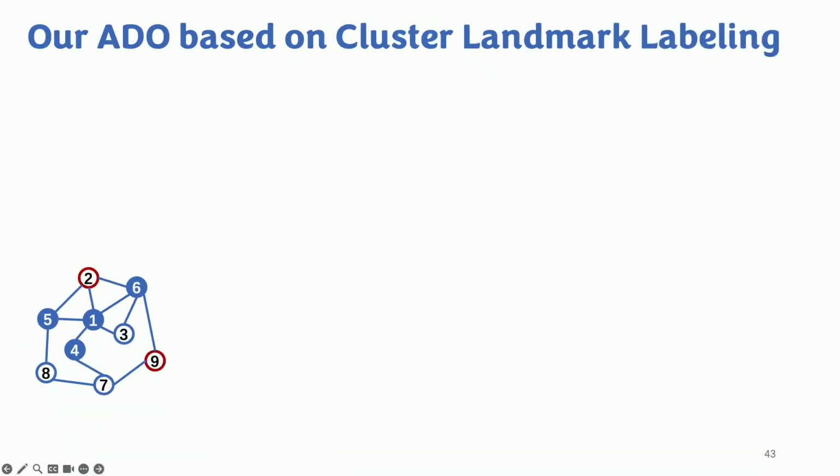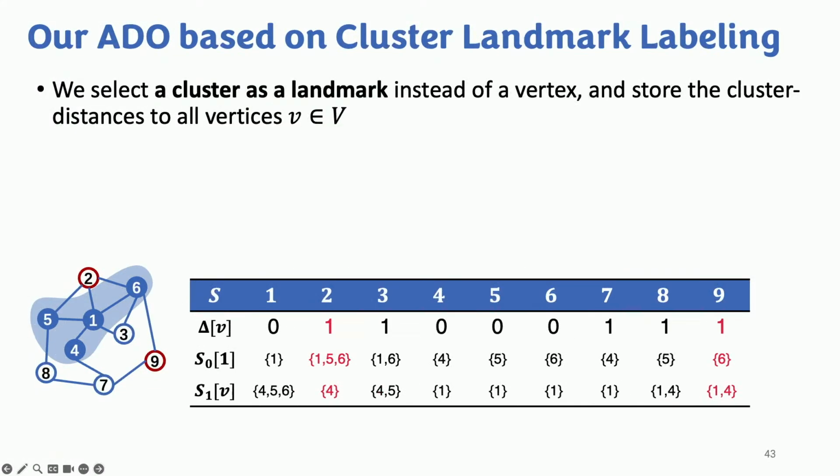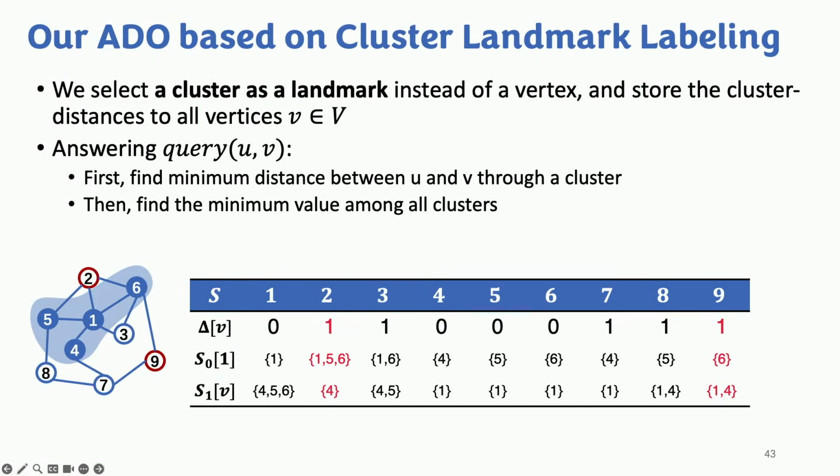We design a new landmark labeling algorithm based on Cluster-BFS. Instead of selecting a single vertex as a landmark, we select a cluster as a landmark and pre-compute their distances. For example, suppose we choose vertices 1, 4, 5, and 6 as a cluster and pre-compute its distances. When answering the query, we find the minimum distance between u and v going through any source in the cluster. If there are many clusters, we take the minimum one as the answer.